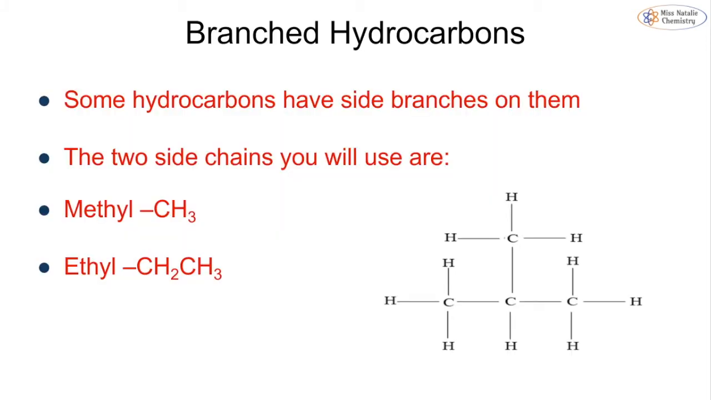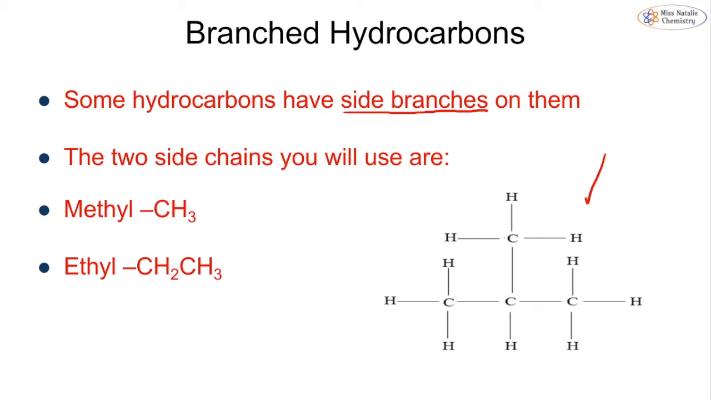Now, some of the hydrocarbons that we will meet will not be straight chain, meaning they will not have all of the carbons in a row. Sometimes they have side branches or side chains, as they're sometimes known as, on them. And the two side chains that you may come across at IGCSE will be a methyl, which is a CH3, and very rarely, but sometimes, an ethyl, which is CH2CH3.